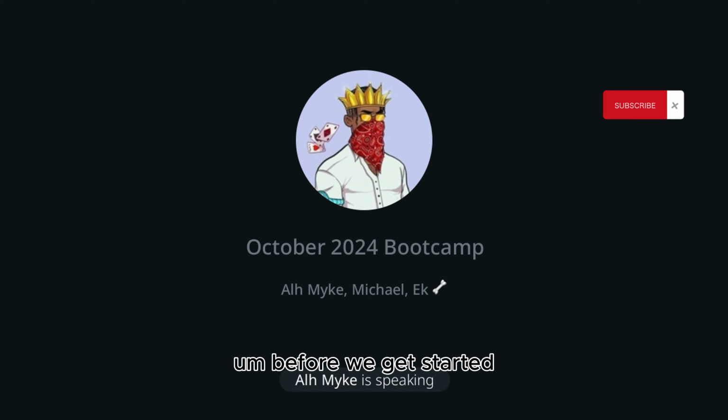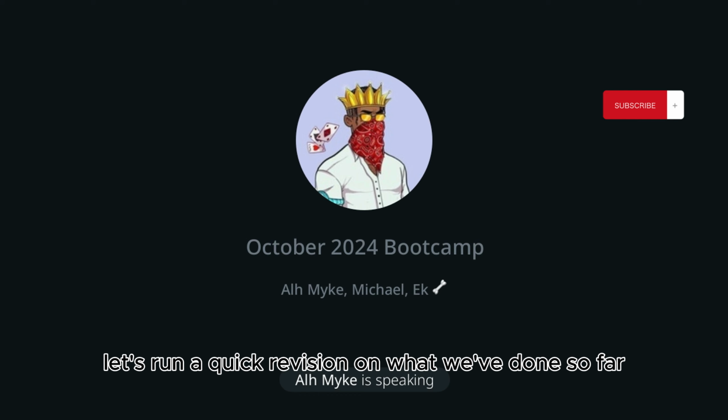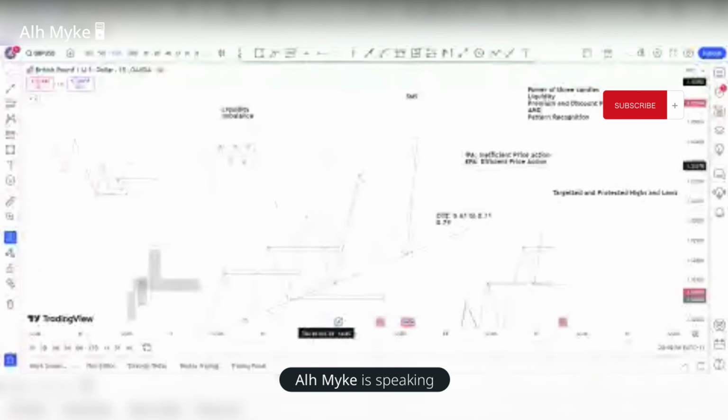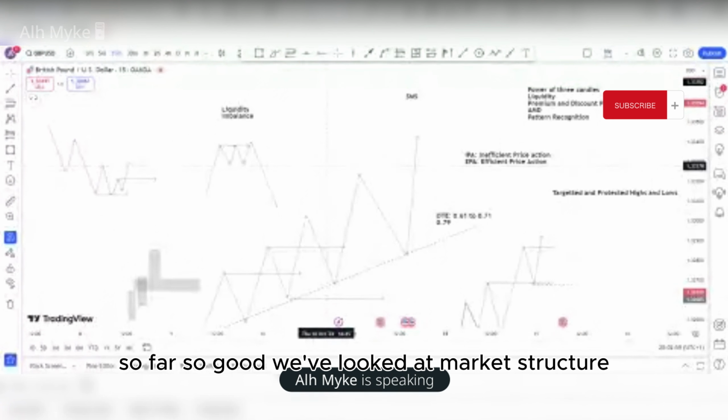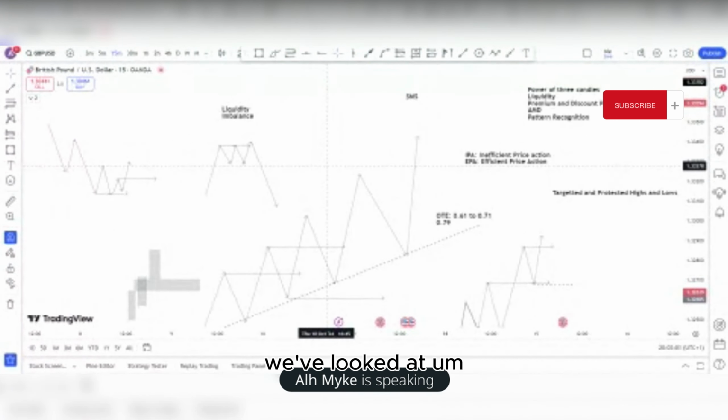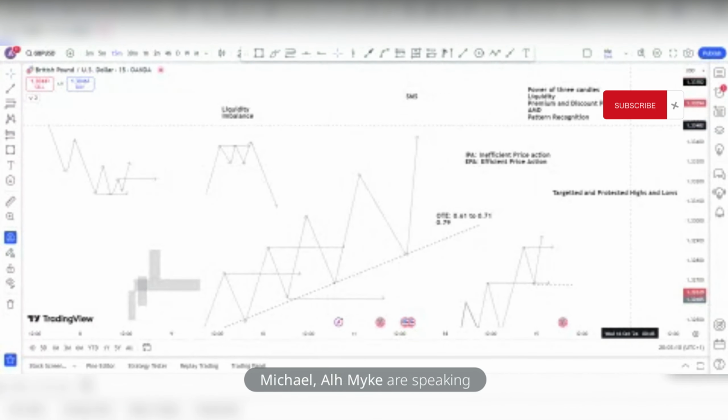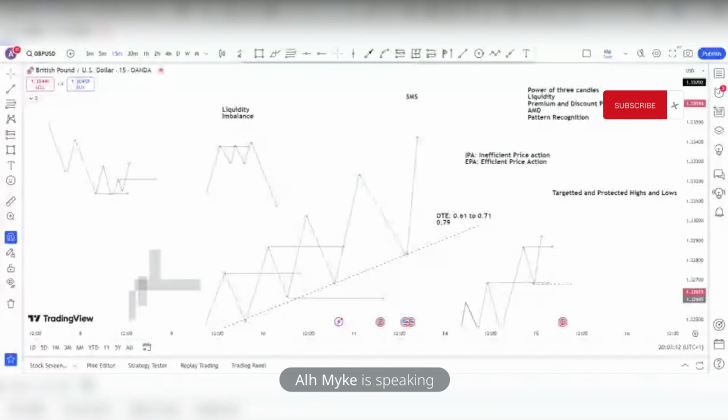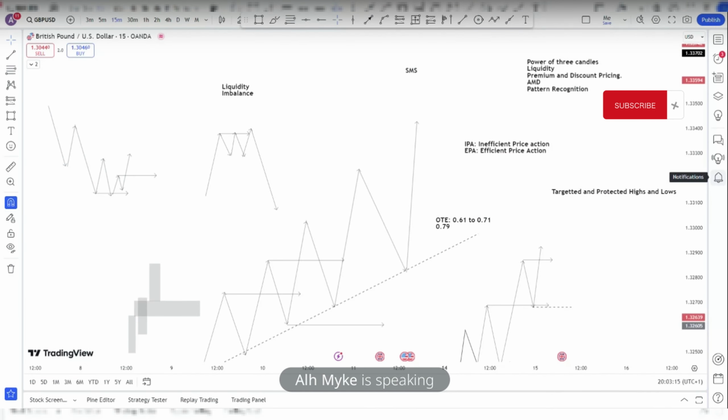So, before we get started, today let's run a quick revision on what we've done so far. All right, so far so good. We've looked at market structure. We looked at short-term highs and short-term lows, right? Another market structure, I believe we saw, we treated efficient and inefficient price action, targeted and protected highs and lows.